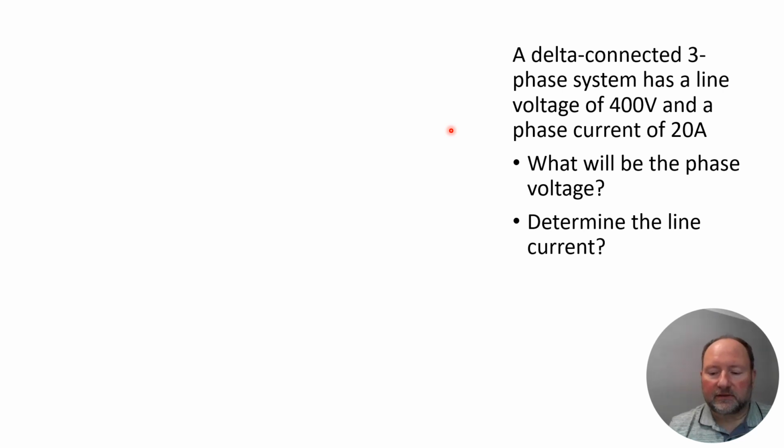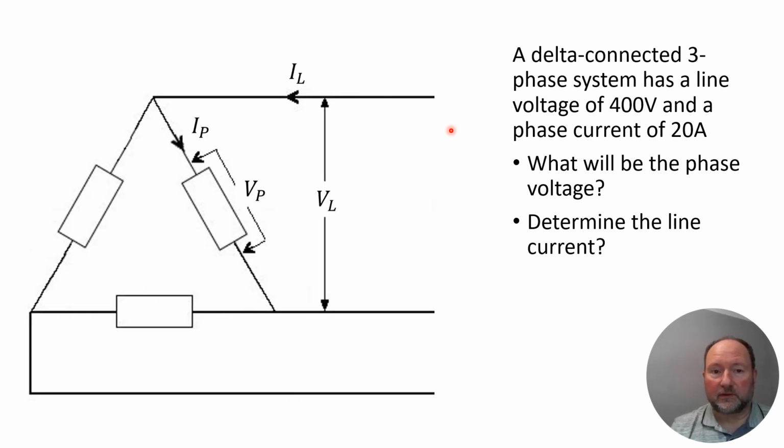I'm quite a visual learner myself, so I like to see visualizations of stuff. So a delta connected system, this is what delta looks like, and I've put the labels in there. This is where you'd measure line voltage between the two line conductors, and in the line there would be the line current, and then across the load is where you'd get your phase voltage, and through the load is where you'll get your phase current. Okay, so let's have a look at the question then.